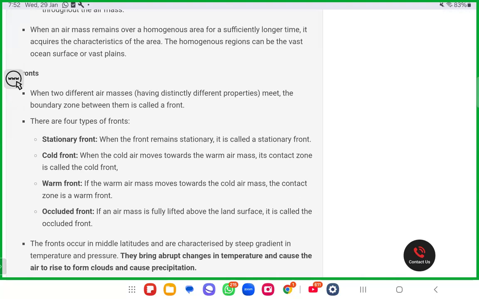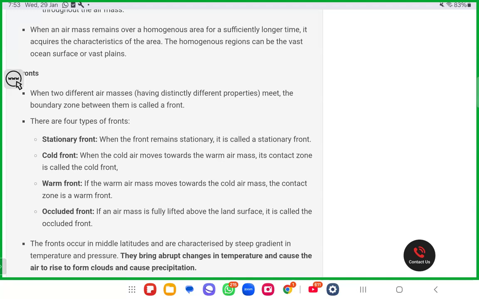When two different air masses collide, it refers to warm air and cold air. Warm air is in the low pressure zone in the equatorial and tropical region, whereas the cold air comes from the high pressure zone in the polar region. So when the two air masses meet, the boundary zone is called the front.